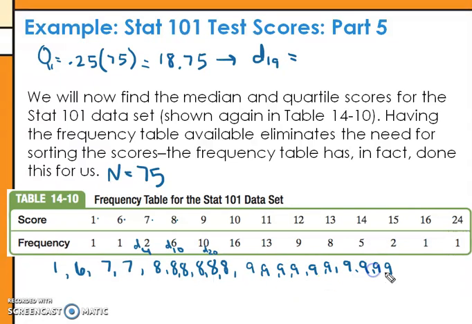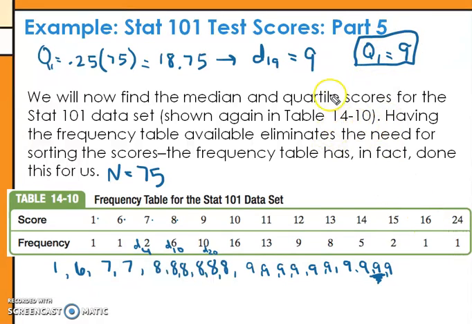So if I'm looking for the 19th number, notice 20 gets me this far in the list. So this is 1, 2, 3, 4, 5, 6, 7, 8, 9, 10 is the end of the 8s. So you can see what we're marking off here. Then they're all 9s all the way up till the 20th one. So 11, 12, 13, 14, 15, 16, 17, 18, 19. So I know that the 19th number is a 9. And so what that's telling me is that Q1, the 25th percentile score, is a 9.